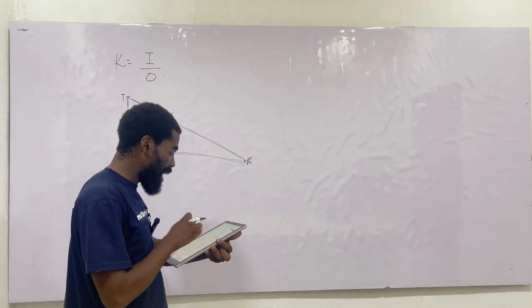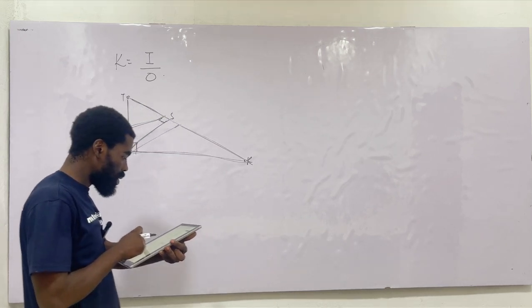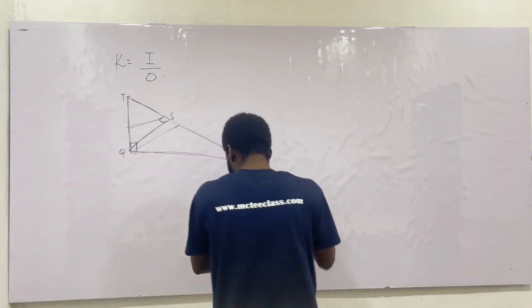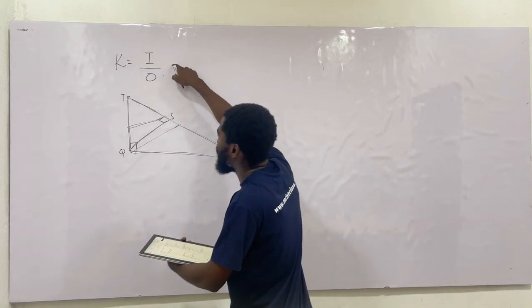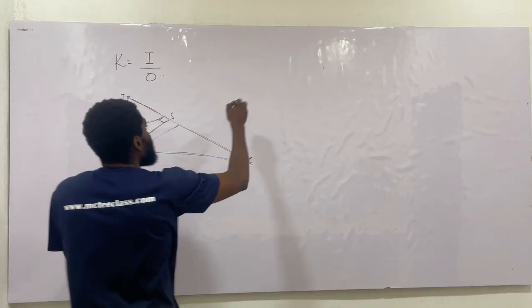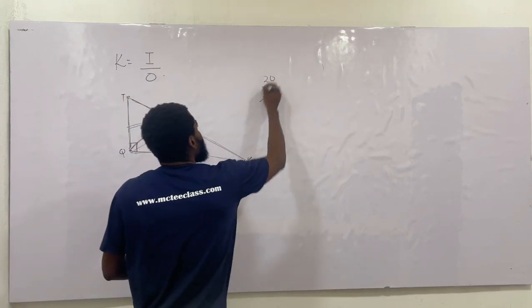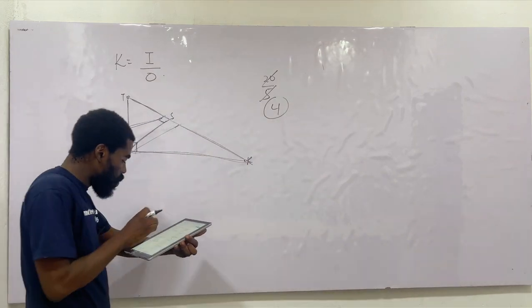Figure 1 is an enlargement of figure 2. If figure 1 is an enlargement of figure 2, that means figure 2 is our object and figure 1 is our image. So to find the scale factor, like I said earlier, scale factor equals the length of the image over the object. Our image here is 20 over 5. When we cancel this, we get the scale factor to be 4.